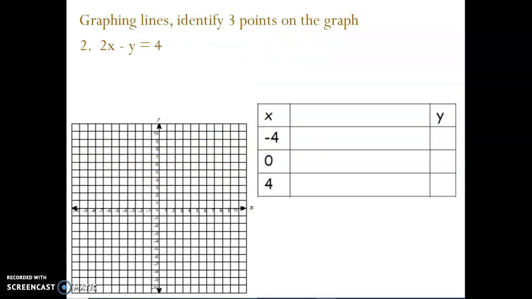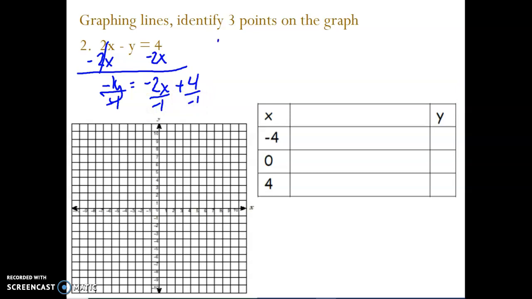All right, let's try this one. Do you guys notice that this one is not in the right form? I need to get y by itself. So what will be the first step to get y by itself? I'm going to subtract 2x from both sides. Okay, I still don't have y by itself. I've got that negative in front of it. Remember that negative is the same thing as negative 1. There's that understood 1 there. So I'll divide each thing by a negative, and I get y equals 2x minus 4. Negative divided by negative is a positive, and positive divided by negative is a negative.